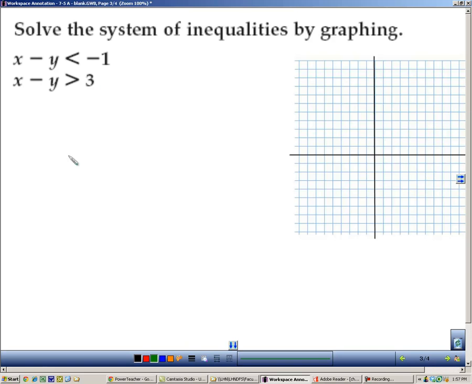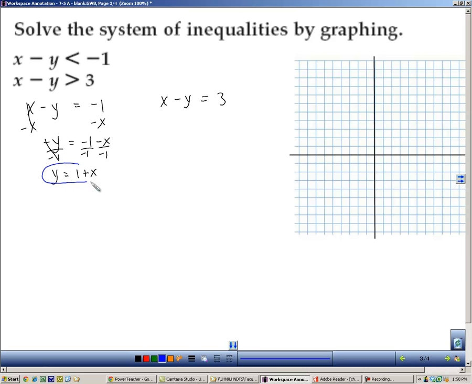I want to graph these two equations, so we will start by replacing the inequality symbols with equal signs. Remember, that's what we do when we want to draw boundary lines. So here, the best way to do this, I think, is to isolate the y, so I'm going to do that. Negative y equals negative 1 minus x. Divide everything by negative 1. So y equals positive 1 plus x. So that's the equation that I'm going to graph.